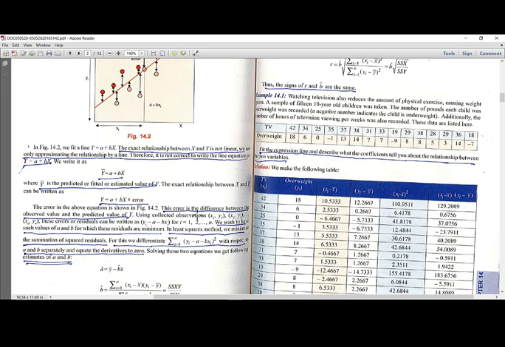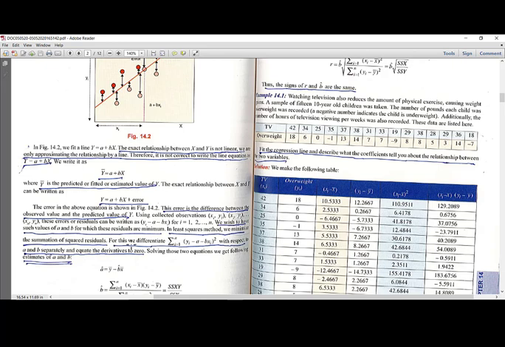This error is the difference between the observed value and the predicted value of Y. Using collected observations, x1, y1, x2, y2, etc., these errors or residuals can be written as yi minus a minus bxi for i equal to 1 to n. We wish to have such values of a and b for which these residuals are minimum. Obviously, we want these errors to be minimum.